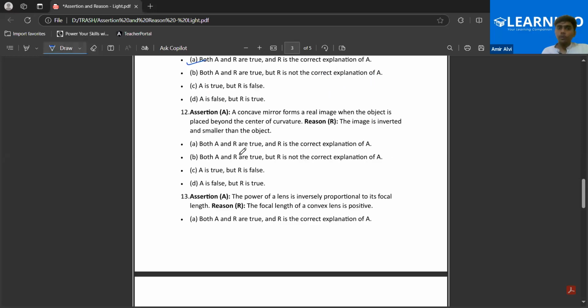Next one, everyone. A concave mirror forms a real image when the object is placed beyond the center of curvature. The image is inverted and smaller than the object.